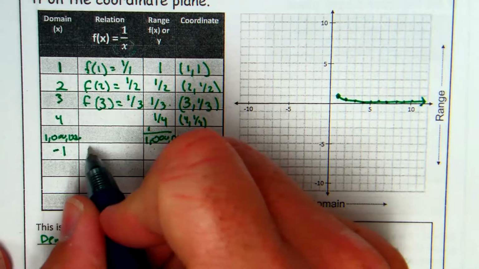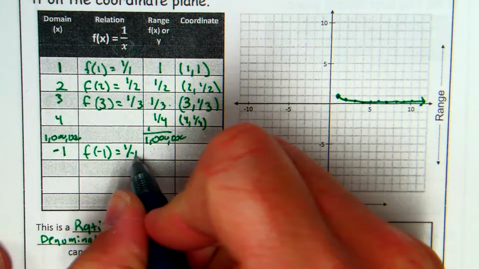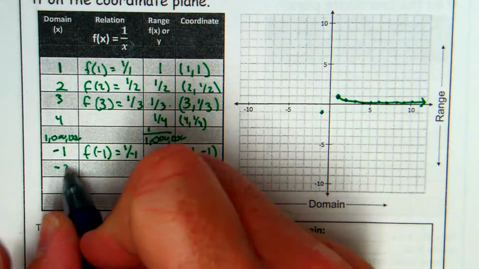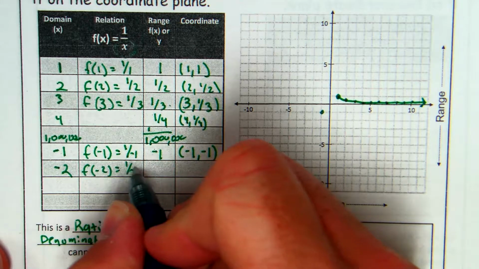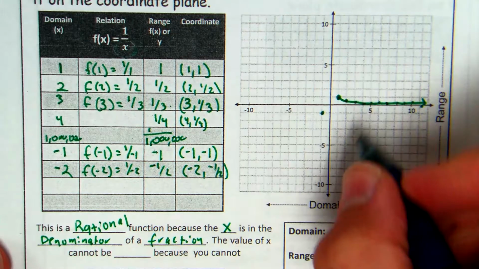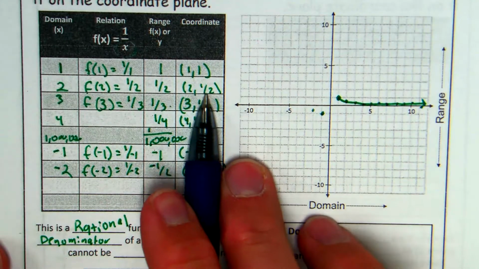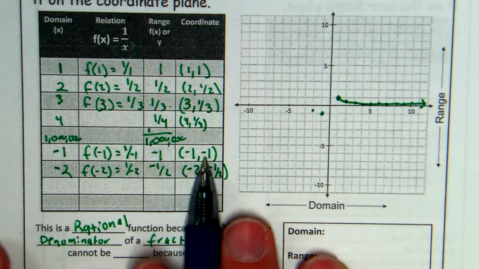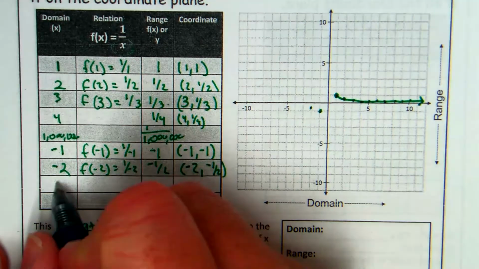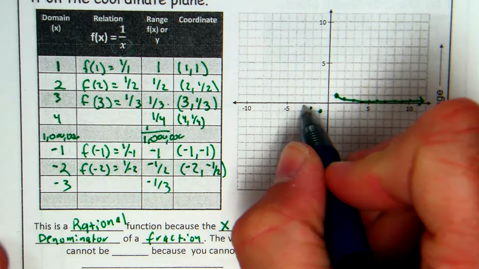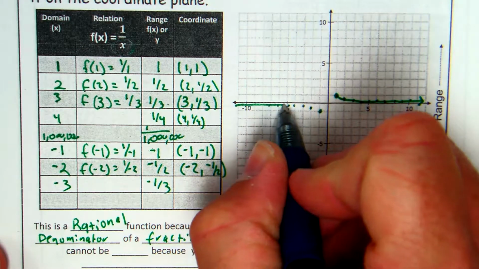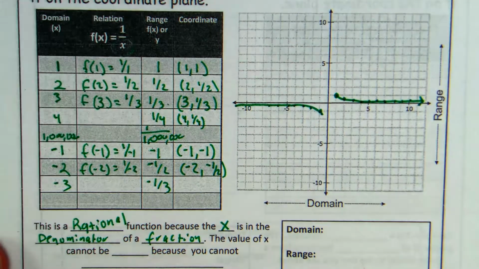If I were to put in a -1, f of -1 is 1 over -1, which is -1. If I put in a -2, f of -2 is 1 over -2, which is -1/2. And at this point, I start to recognize something else. This pattern that I saw with the positive numbers seems to be repeated with the negative numbers. I put in a -1, I get a -1. I put in a -2, I get a -1/2. I put in a -3, I get -1/3. Then -4, -5, -6, -7, and so on and so forth. There's no way this ever becomes a 0.